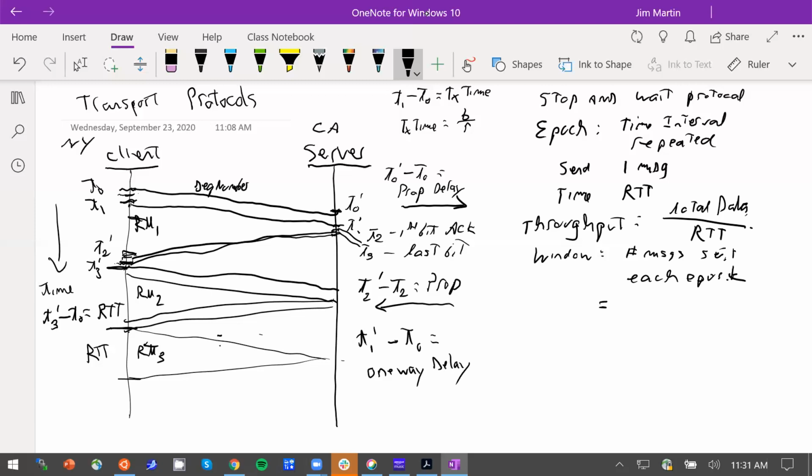And we can define a window to be in units of bytes, which is what TCP does, or we can simplify and say the window is in units of messages. So we'll just say units of messages.